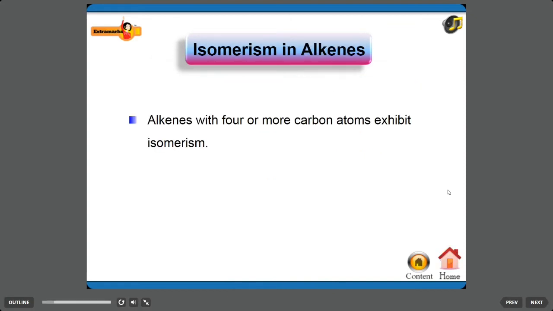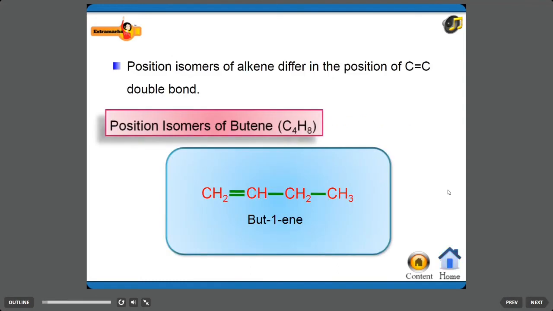Moving on, we will learn about the isomerism shown by alkenes. Alkenes with 4 or more carbon atoms exhibit isomerism. They show position and chain isomerism. Position isomers of alkene differ in the position of carbon-carbon double bond. For example, the position isomers of butene are but-1-ene and but-2-ene because they differ in position of carbon-carbon double bond.